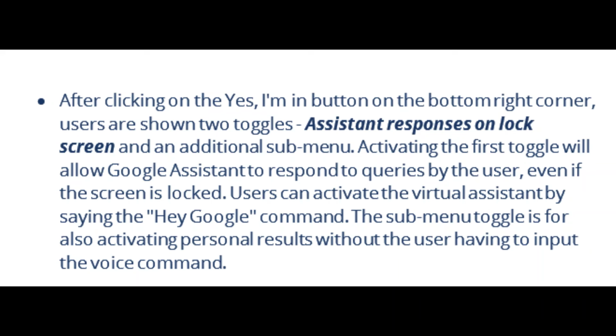After clicking on the Yes, I'm in button on the bottom right corner, users are shown two toggles, Assistant Responses on lock screen and an additional submenu. Activating the first toggle will allow Google Assistant to respond to queries by the user, even if the screen is locked. Users can activate the virtual assistant by saying the "Hey Google" command. The submenu toggle is for also activating personal results without the user having to input the voice command.